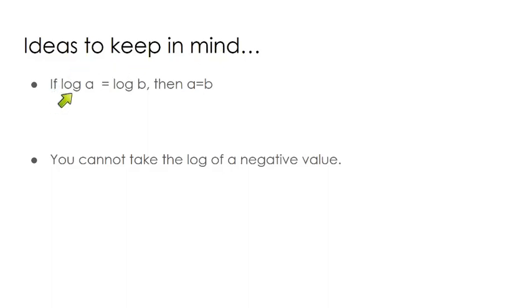And the first is that if the log of A equals the log of B, then A must be equal to B. There's no way those could be different numbers if their logs have the same value. They'd have to have the same value themselves. That's a little tool I want you to have in your tool belt. And we also can't take the log of a negative value.